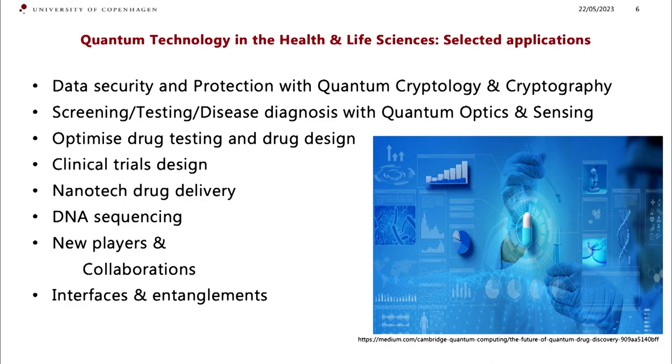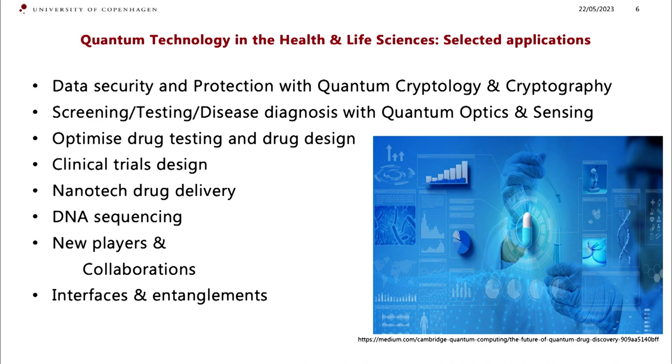And within the quantum tech area, of course, the ways that we think we probably will be able to use quantum technology in the drug development and drug design area are vast. We're talking about data security and protection with quantum cryptology of sensitive information, often also personal information within the health and life sciences, screening, testing, disease diagnosis, optimizing drug testing, clinical trials design. You heard about this idea to have digital twins where we can test drugs, and not only moon vehicles but also drugs, nanotech drug delivery, DNA sequencing, and so on and so on.